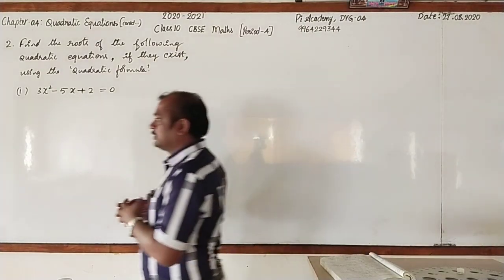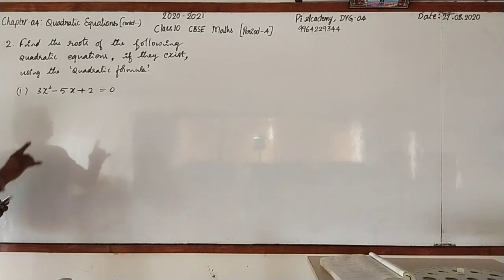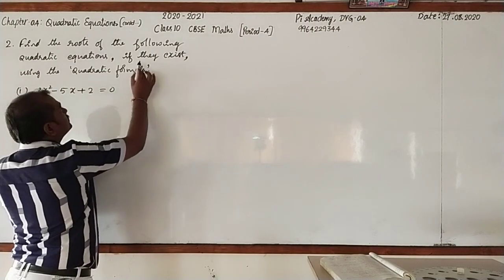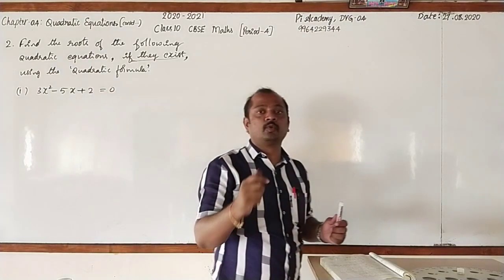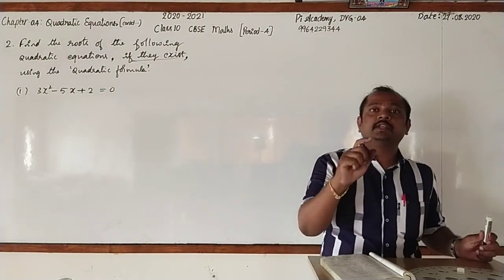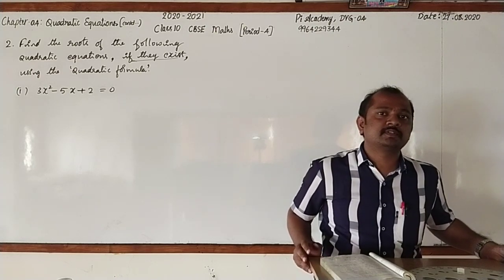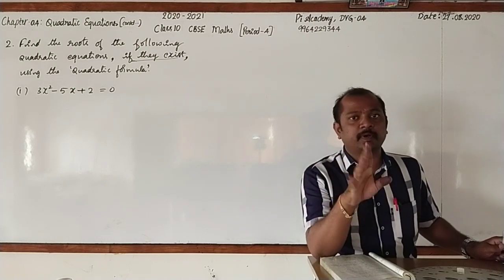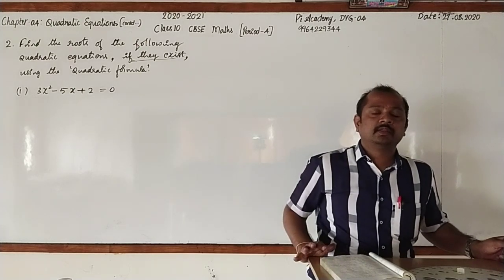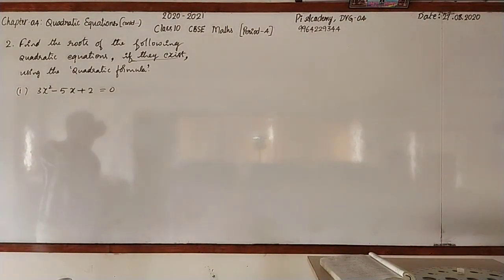Yeah, dear students, observe this. The question is, find the roots of the following quadratic equations, if they exist, using the quadratic formula. How do you check the existence of the roots? Yes, by finding the value of the discriminant. How do you decide by finding the value of the discriminant? Yes, if D equal to 0 or D is positive, roots will exist. If D is negative, then roots do not exist, right?